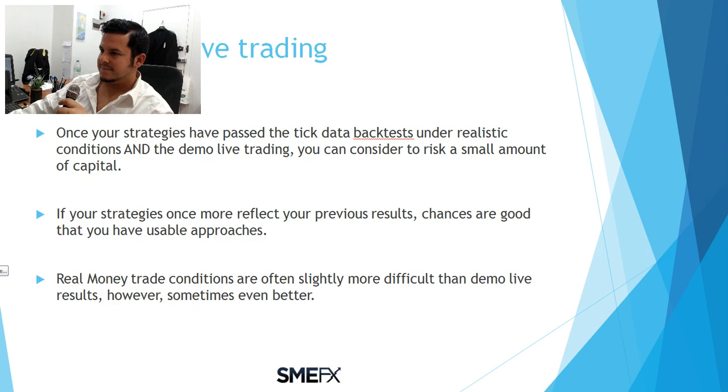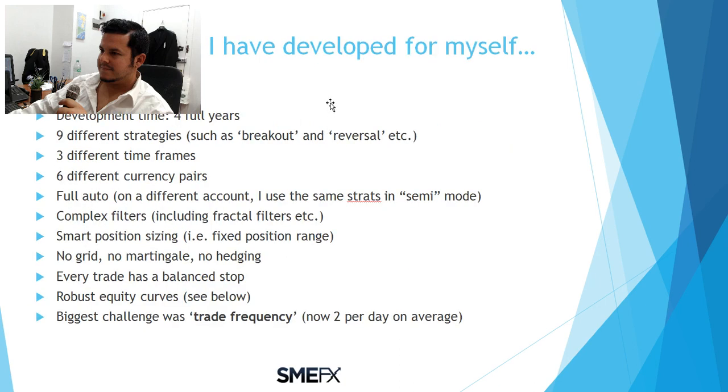So what did I do? Let me talk a bit about my own automated and semi-automated trading. As I said, it took me around 4 years to create around 9 strategies on 3 different time frames, 6 different currency pairs. They work full auto, as I will show you with the results. Understand, I use those strategies fully automatic, they just run without intervention. And then I have a separate account where I use those strategies semi-auto. That means I will manually decide, for example, if the bot opens a trade, whether I want this trade or not. If not, I close it. If I like it, I'll leave it.